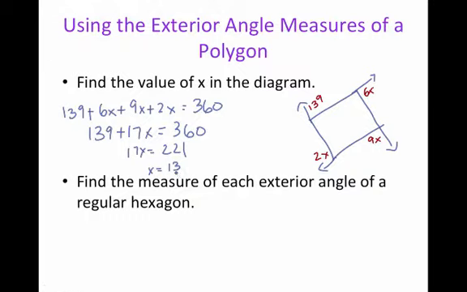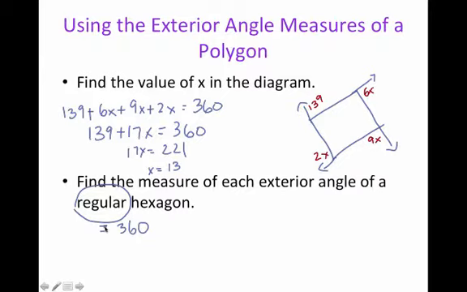And then the last kind of problem that you'll encounter is when you want to find the measure of each exterior angle of a regular hexagon. So this is important, hexagon, or regular. If a polygon is regular, not only are its interior angles congruent, but its exterior angles are also congruent. So all the exterior angles of a hexagon add up to be 360, right?